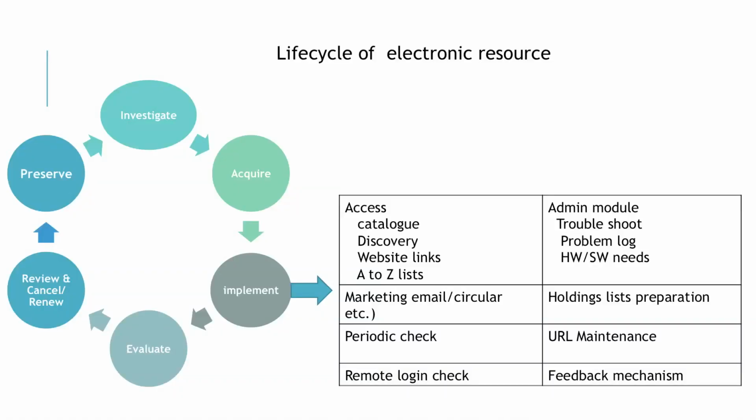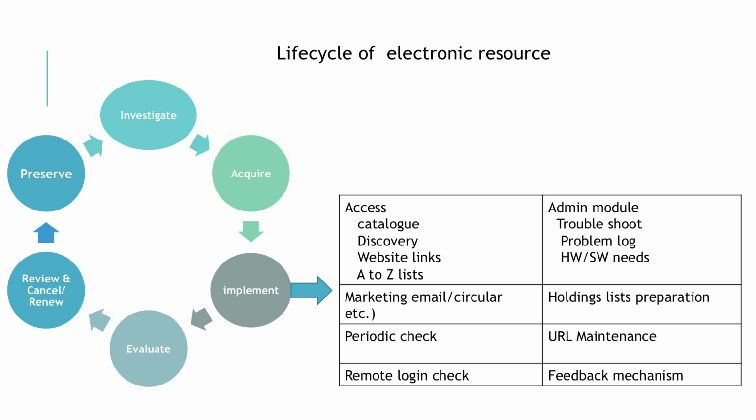All these things are different ways by which we can provide the access. Apart from this, we should have the admin module, so that we have the record of problem log, the record of hardware, software need and other things. And marketing is also a very important aspect, because we are subscribing the resources for our users. Hence, the users should come to know which resources we have subscribed, and for that we go for marketing. Marketing can be done by circular mail, by email and other means.